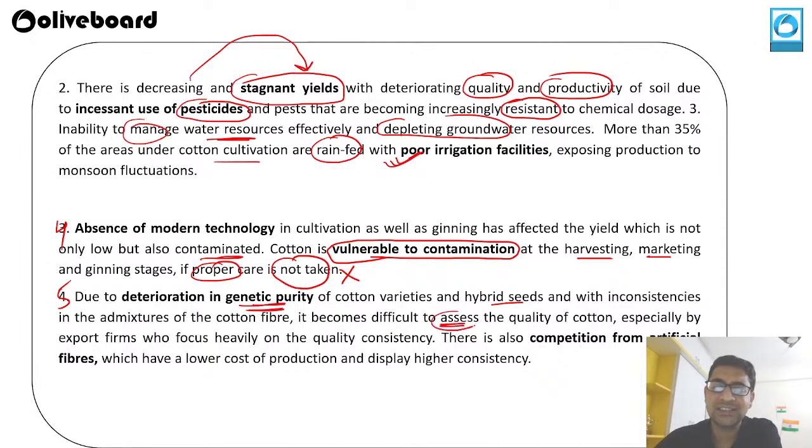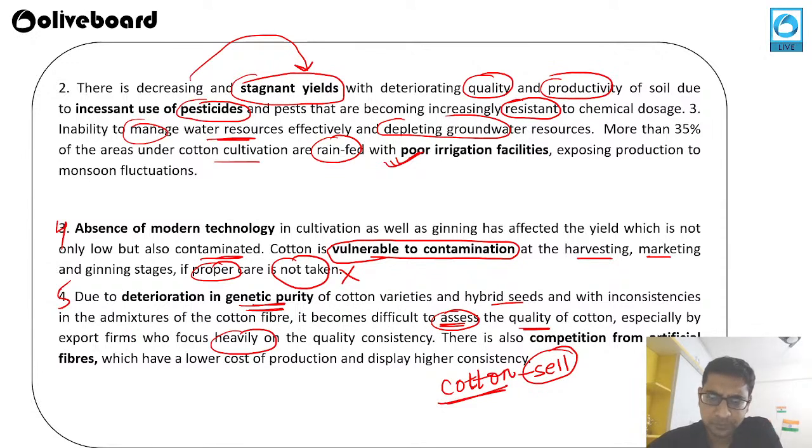So we cannot assess how good the quality of the cotton will be, especially for export firms who focus heavily on quality consistency. Cotton is a commercial crop which we sell outside, and exports are heavily dependent on quality consistency. Whatever quality they ask for, you have to provide that only. Even if it is a little bit lesser than that quality, they will automatically cancel your consignment.